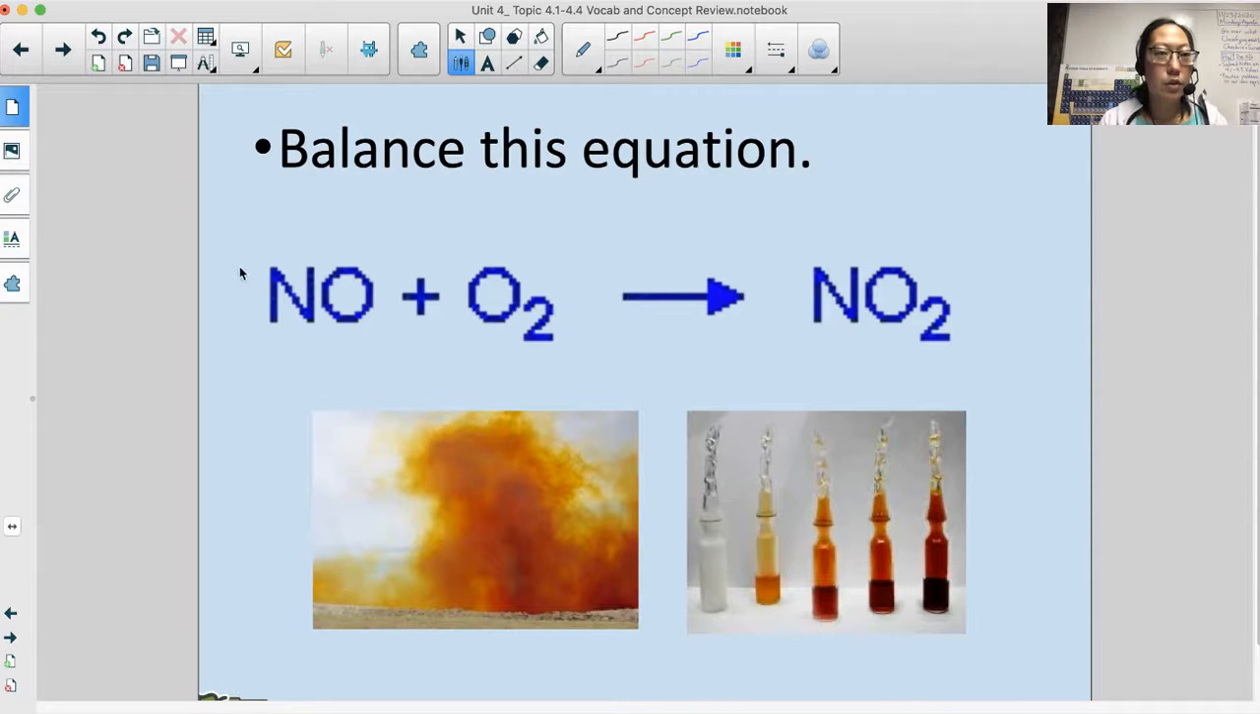All right, balance this equation. Here we go. We'll put a 2 here, put a 2 here, and then our oxygens are balanced, our nitrogens are balanced. This is nitric oxide. It's this beautiful brown gas, but very poisonous.